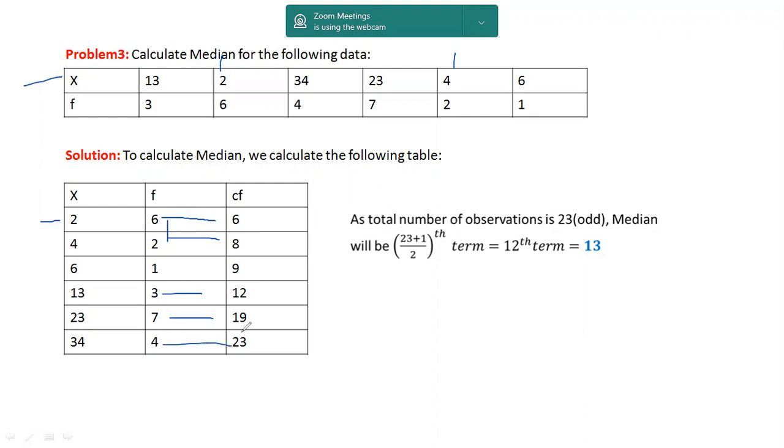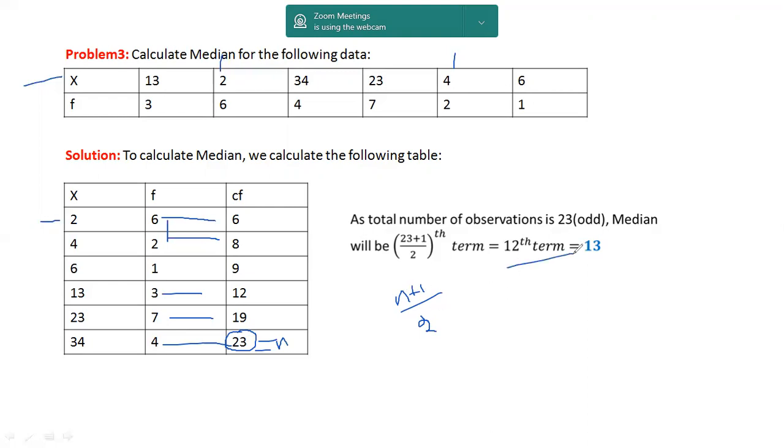If you see here, the cumulative frequency is 23, which is an odd number. When it is an odd number, the median formula is (n plus 1) by 2. Here n is equal to 23, so 23 plus 1 is 24, by 2, which is 12.